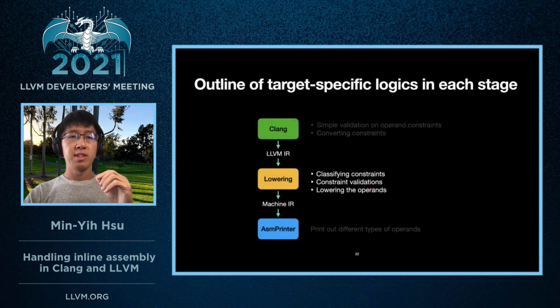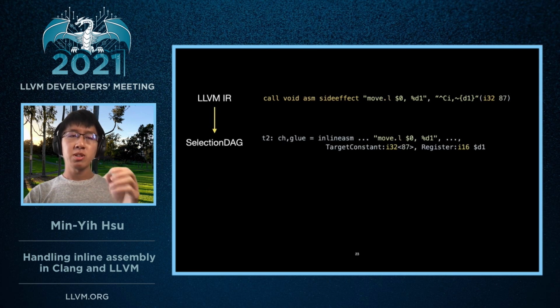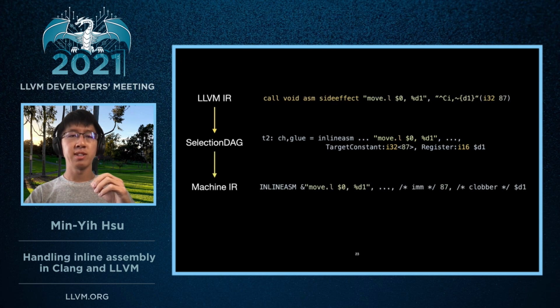Let's bring us to the next level. In the second part of the talk, I'm going to talk about the lowering. As we saw on the previous page, in LLVM IR, an inline assembly statement is represented by a special call instruction. In this talk, I'm only going to cover the SelectionDAG. In the SelectionDAG, inline assembly is represented by a special SelectionDAG node, and in machine IR it is represented by a special instruction.